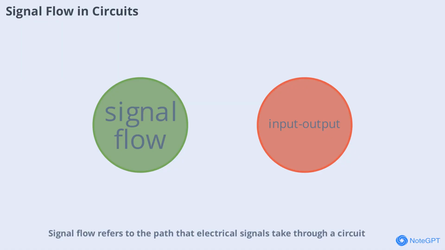Signal flow refers to the path that electrical signals take through a circuit. Understanding how signals move from input to output is crucial for designing circuits that perform specific tasks like amplifying sound or processing data. By mapping out the signal flow, designers can identify potential issues and optimize performance.